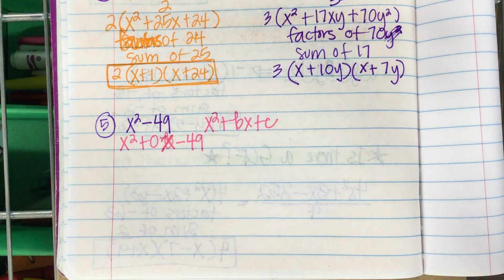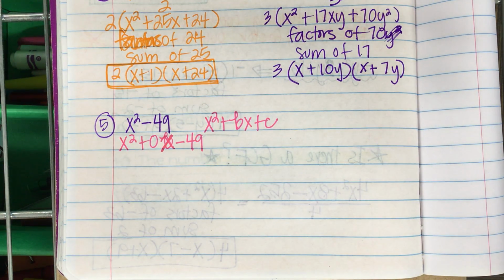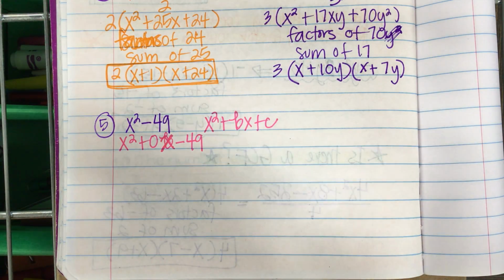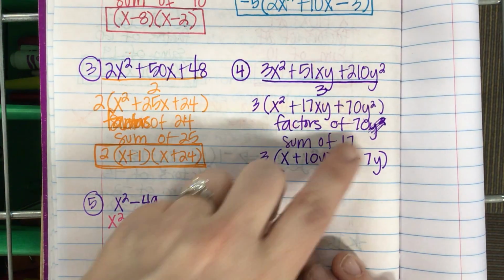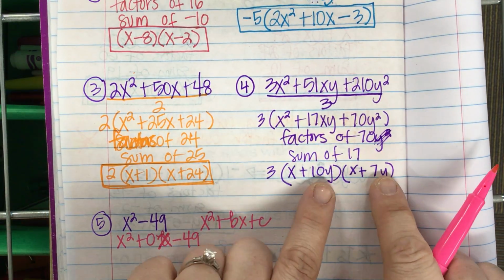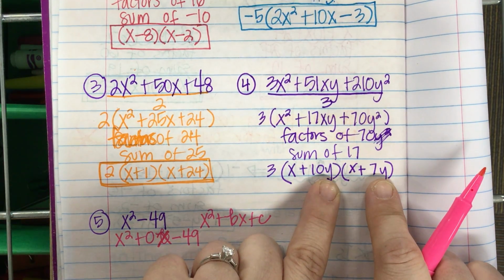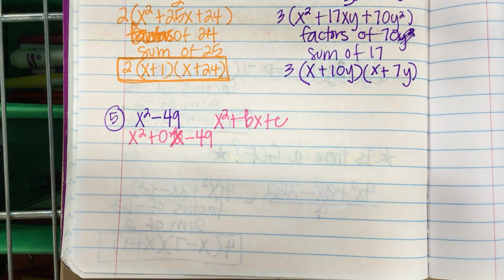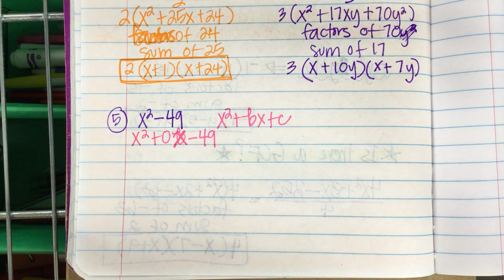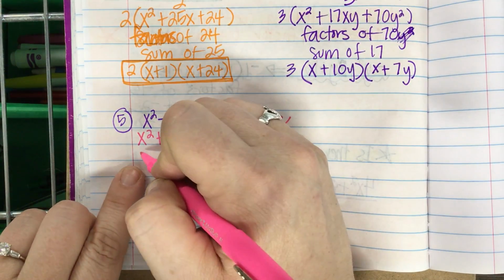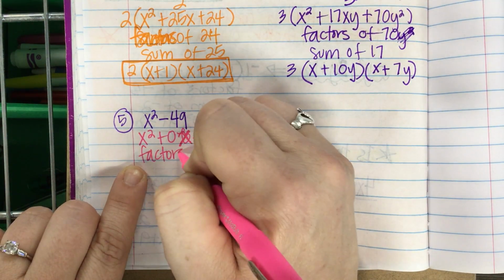So, what am I looking for? Okay, so c doesn't have a variable. But we put it in at the end. Remember, you guys found the greatest common factors and then you figured out you had to add the y. So here, we want factors of negative 49 that have a sum of 0.